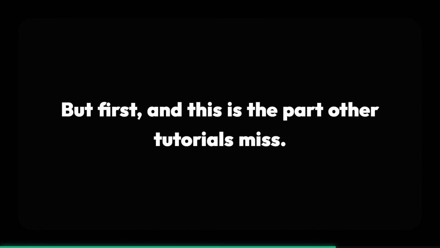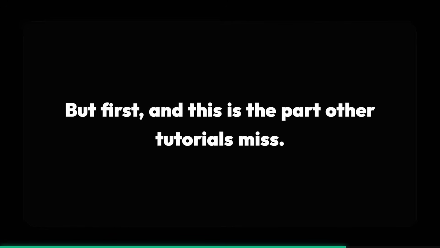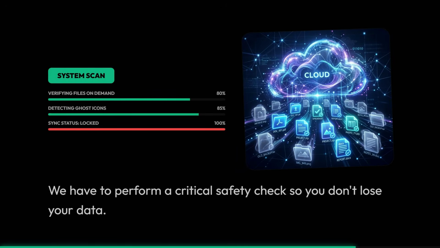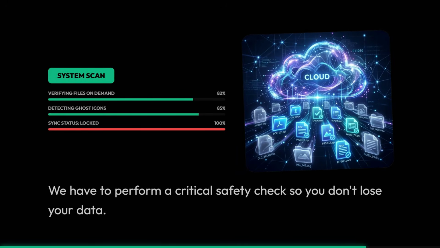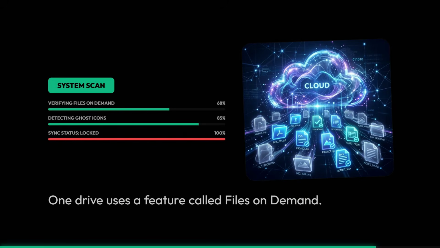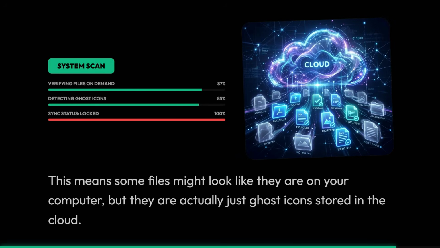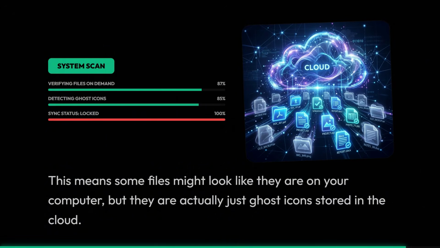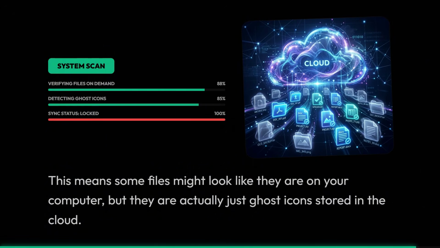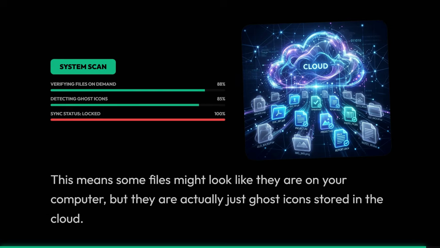But first, and this is the part other tutorials miss, we have to perform a critical safety check so you don't lose your data. OneDrive uses a feature called Files on Demand. This means some files might look like they are on your computer, but they are actually just ghost icons stored in the cloud. If you disconnect now, those files vanish.